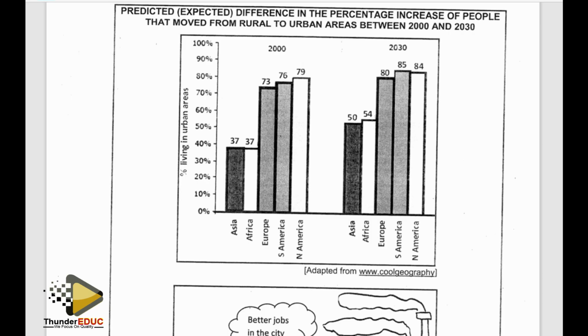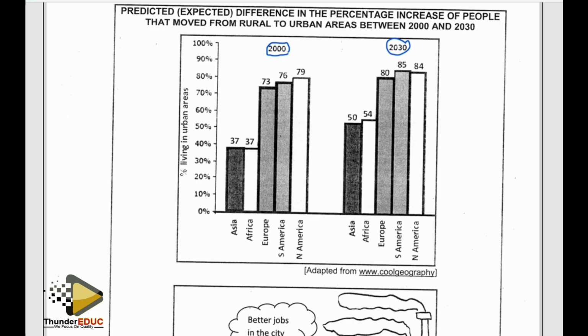So we see we have Asia, Africa, Europe, South America, and North America. That is for 2000. Then what is expected in 2030? The trends were like this in the year 2000, like you can see the title here. In 2000, those were the trends. But what is going to happen in 2030? We're going to have a new trend.